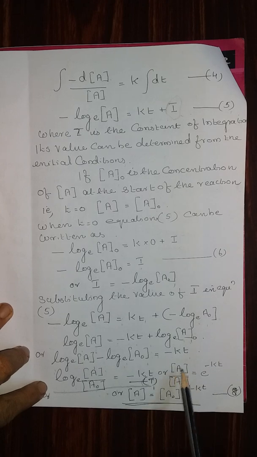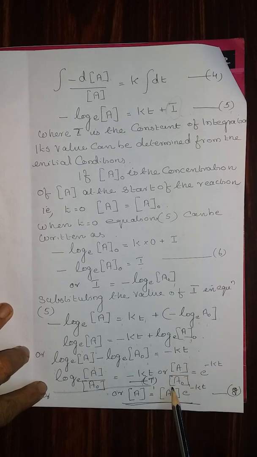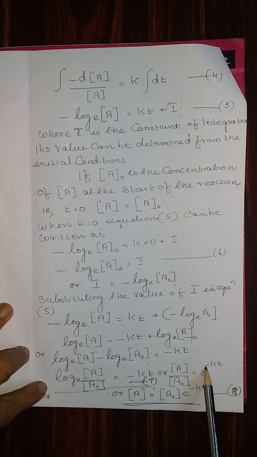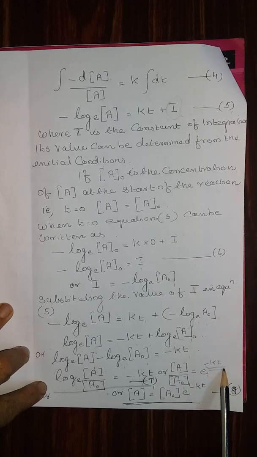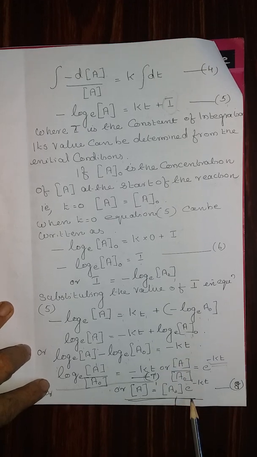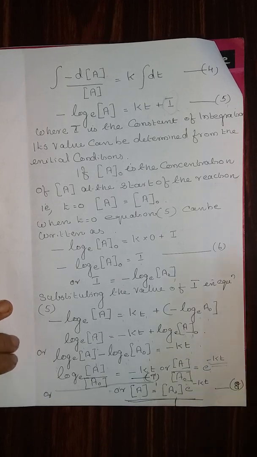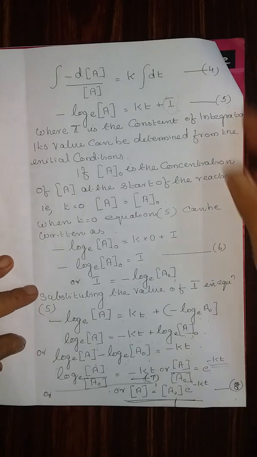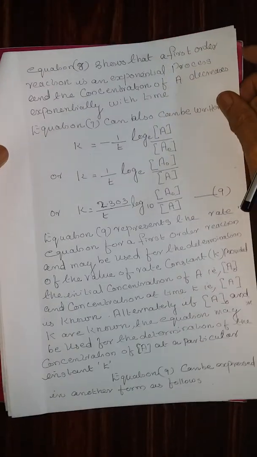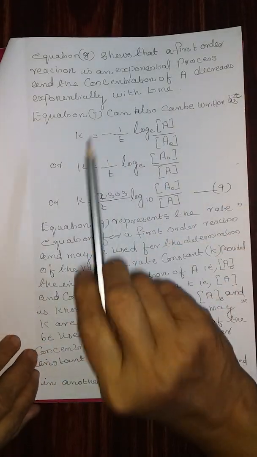That is, concentration of A by concentration of A0 is equal to e raised to the power of minus kt. Or concentration of A is equal to concentration of A0 into e raised to the power minus kt. That is equation number 8. Derive the equation by yourself and see whether you are getting the answer.